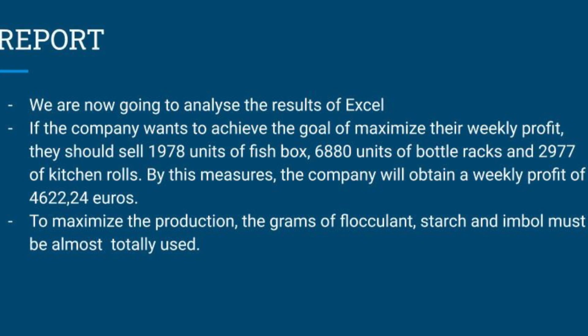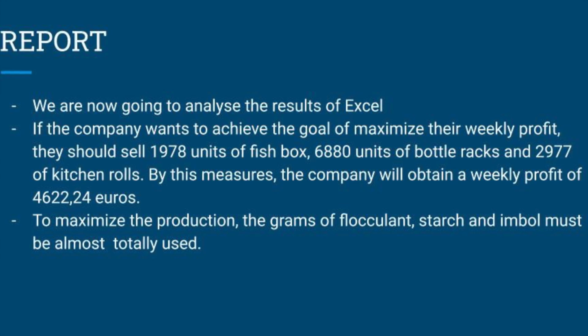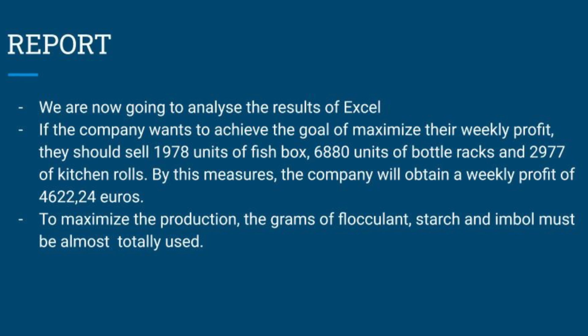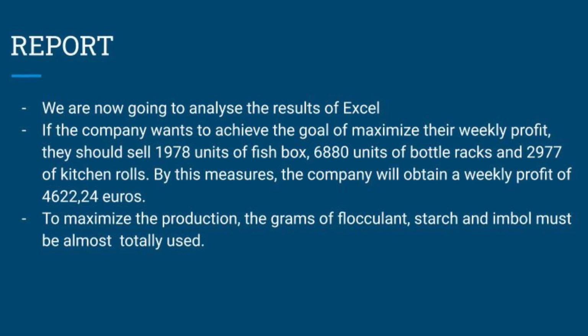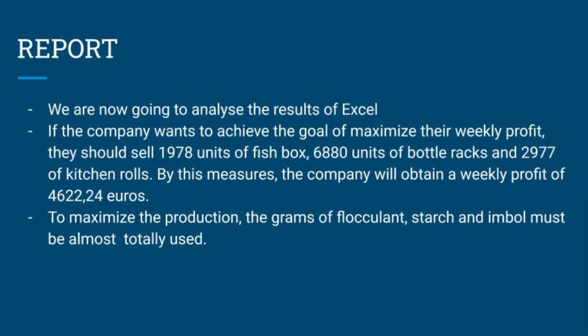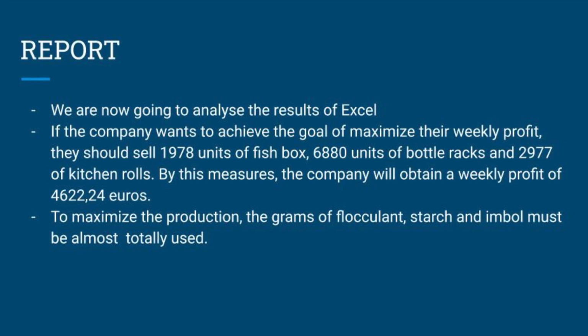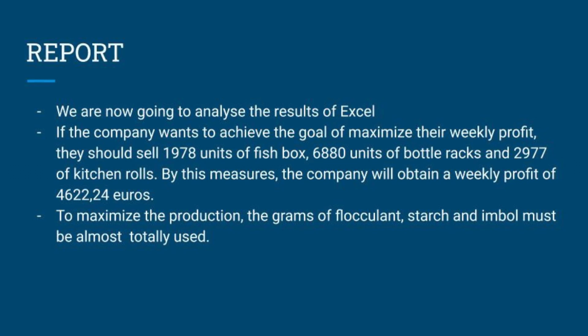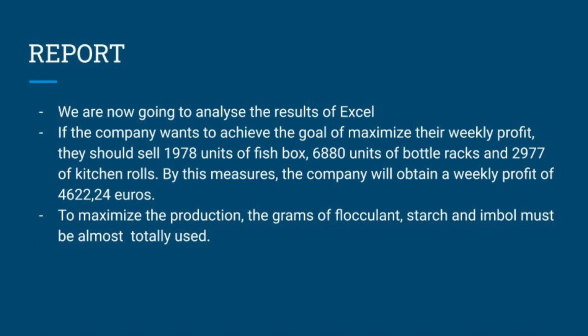1,978 units of fish box, 6,880 units of border partitions, and 2,977 units of kitchen rolls. By these measures, the company will obtain a weekly profit of €4,622.24. To maximize the production, the grams of flocculant, starch, and imbo must be almost totally used.